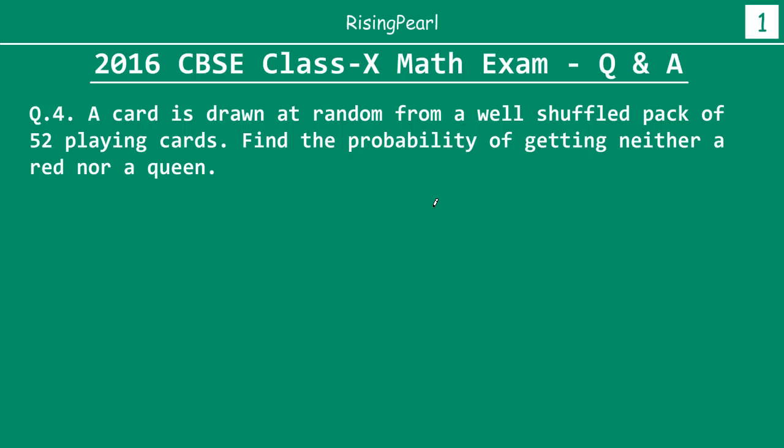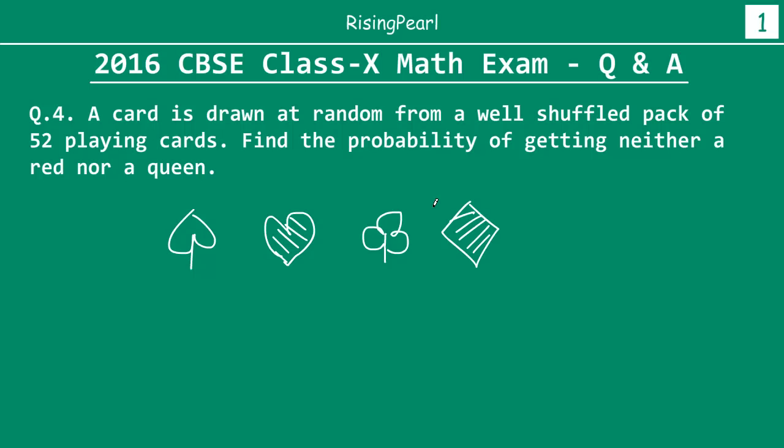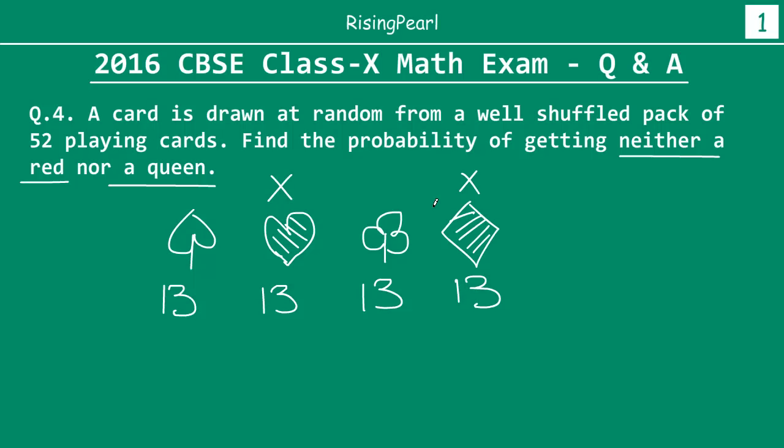So for example, we have spades, hearts, clubs, and diamonds. So now these are red. One other way to have actually solved this question could have been, we don't want red, and we don't want queen. Now there are 13 cards over here, and 13 cards over here. Now we don't want red, so these two decks are out. Each of them has 13, 13.